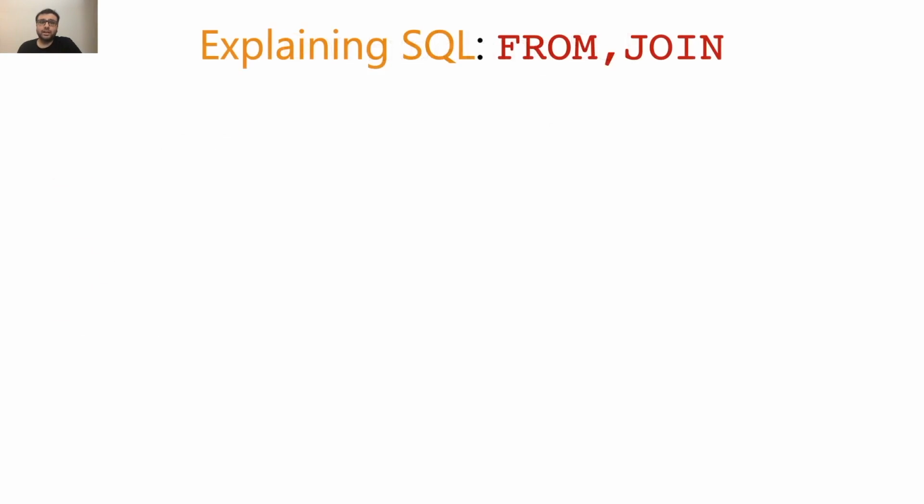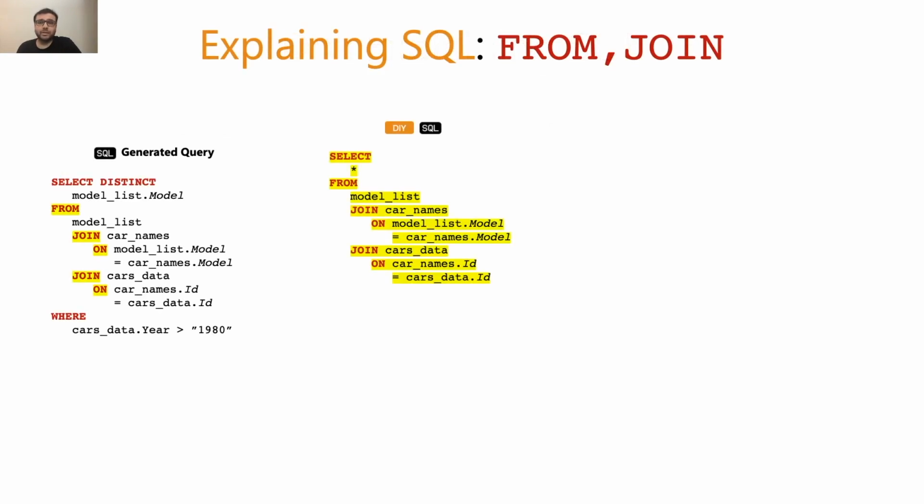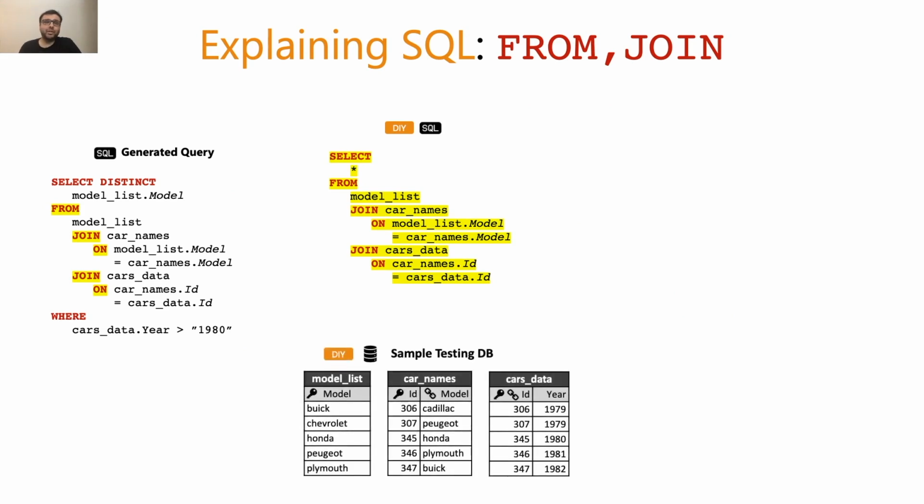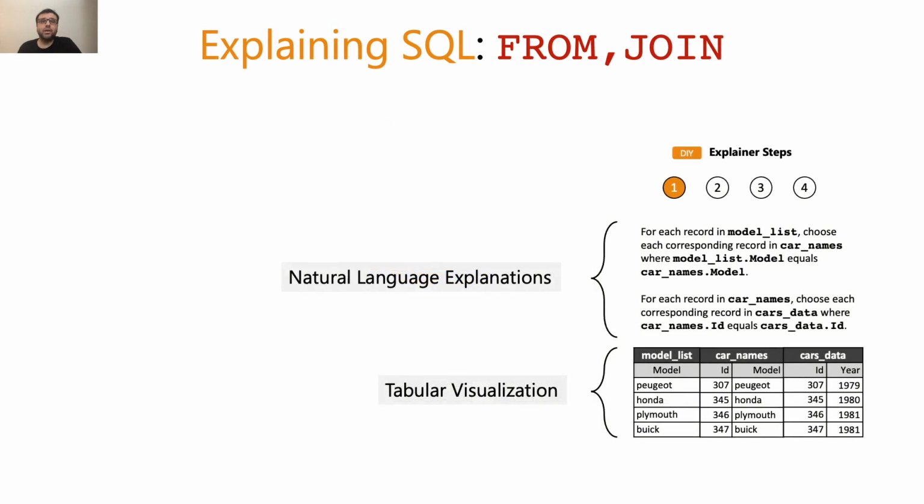After the sample database, let us now understand how DIY explains the generated SQL on it. First, DIY explains the from and join clauses by curating a select star statement without the where clause. This SQL is executed on the sample database and the result is presented with a natural language explanation of how the tables are joined and the result set post-execution.